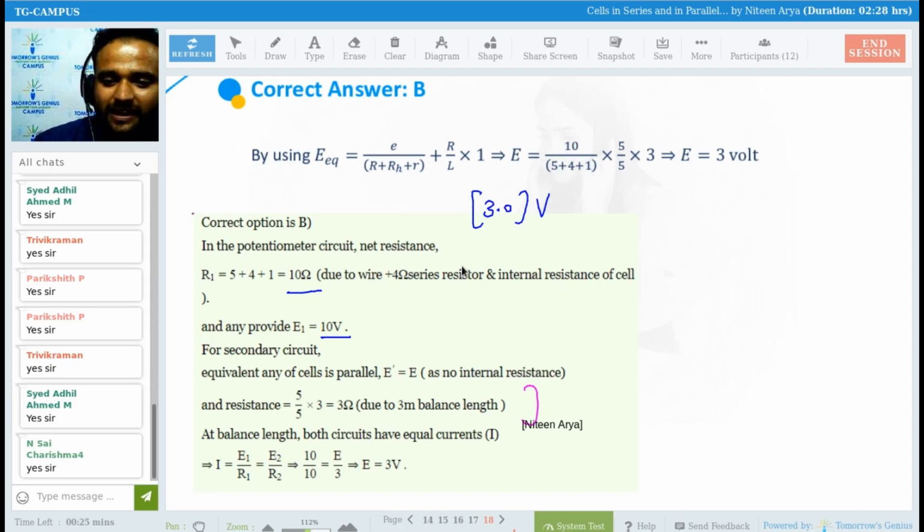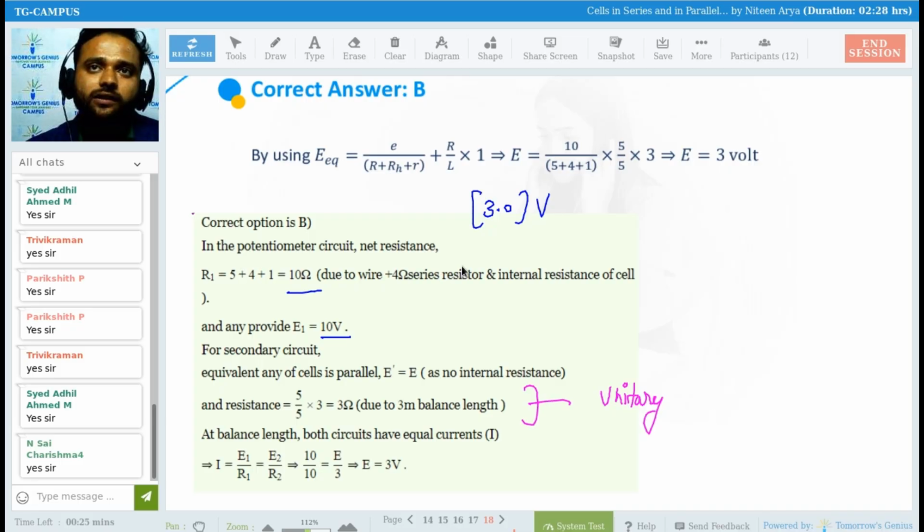If you are confused about what the unitary method is, it means if you can buy 20 pencils for 40 rupees, how much is the cost for 5 pencils or 2 pencils? That is known as the unitary method.